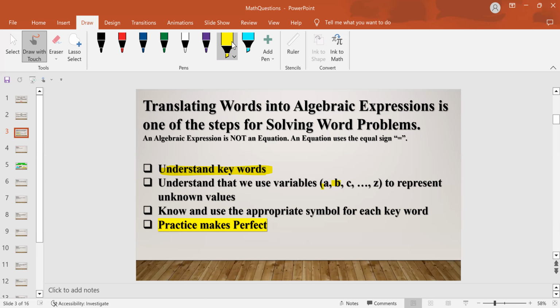Understand that we'll use variables, so A, B, C, D through Z, to represent unknown. Understand that we're going to use symbols to represent keywords, but overall, practice makes perfect. So my advice to you is to watch this video more than one time to understand the concept before part 2 of the topic. So let's see.